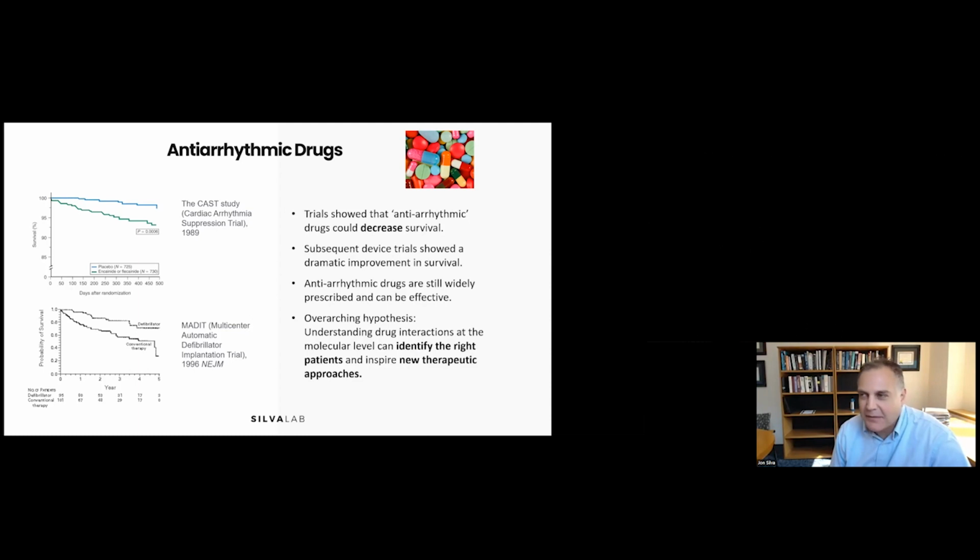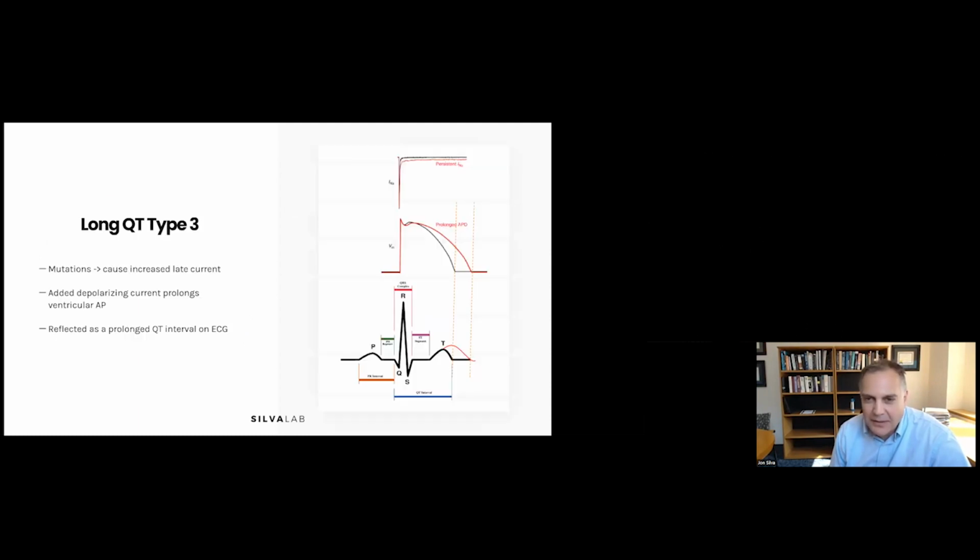So this has become a bit of a theme for our lab and kind of what we've been thinking about. And so we started with the long QT type 3 syndrome, which is a fairly straightforward target in terms of understanding where the defects are and how someone might target those pharmacologically.